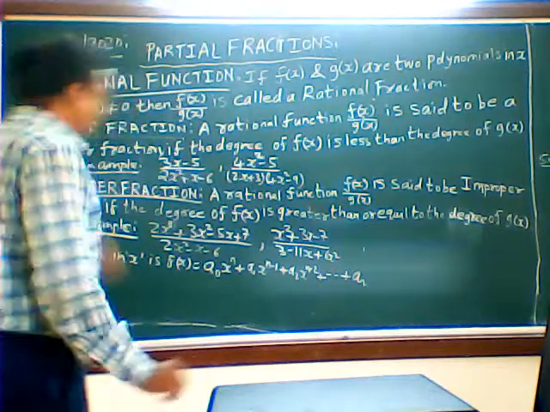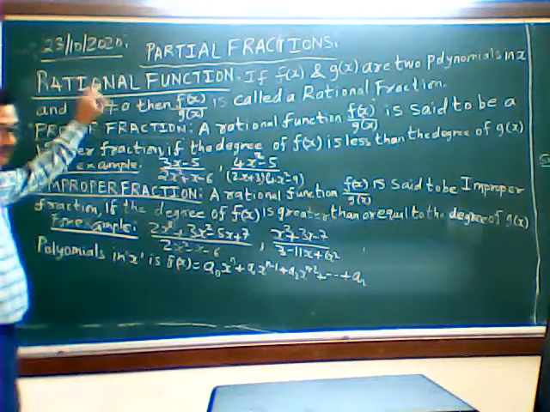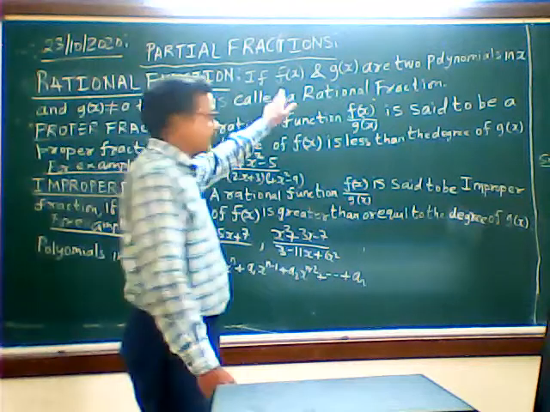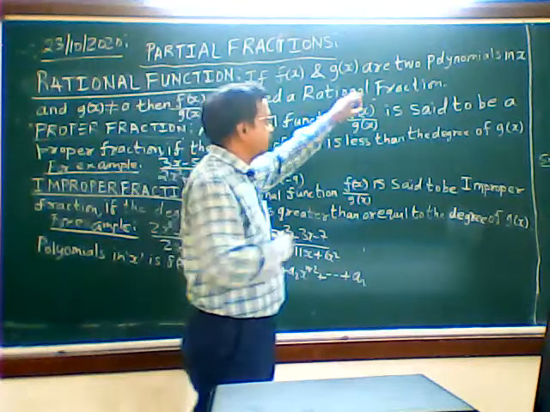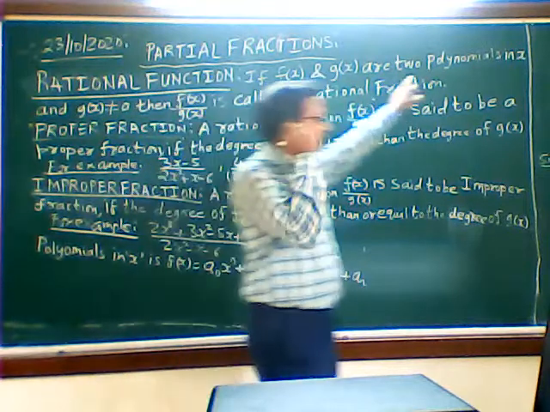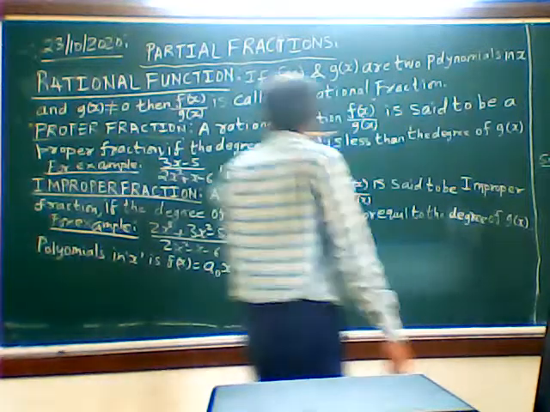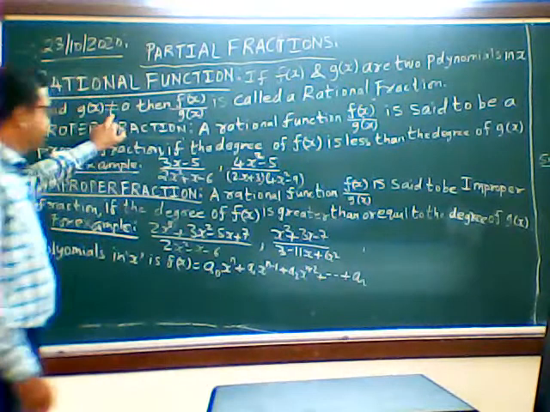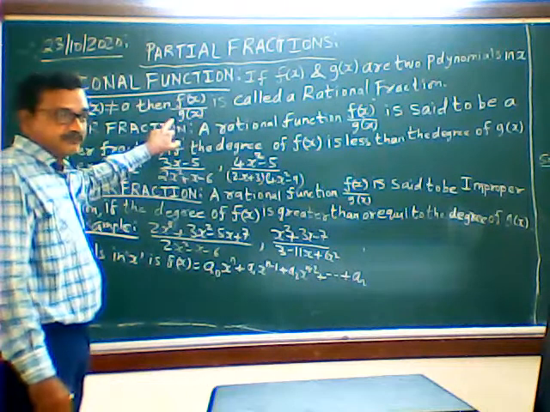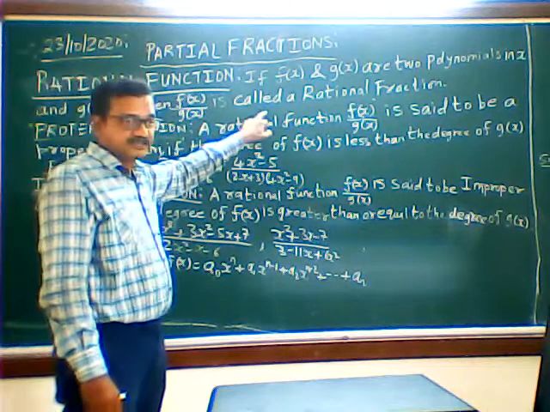First we'll start with partial fractions. Okay, this is a rational function. What is a rational function? If f of x and g of x are two polynomials in x, and g of x is not equal to 0, then f of x divided by g of x is called a rational fraction.